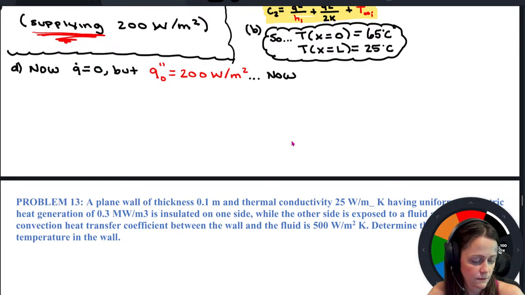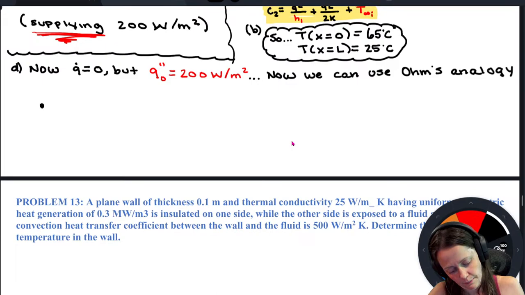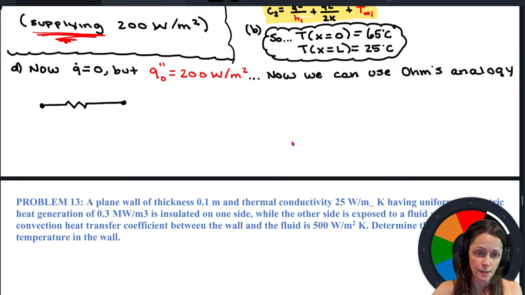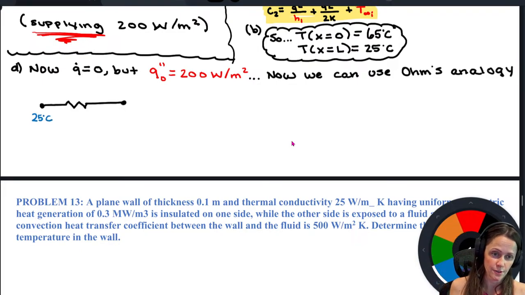Now we can use Ohm's analogy. So let's put a circuit together. All right, so I've got one, two. The first node is going to be on the left-hand side, and this is going to be my 25 degrees Celsius. So out there, was it inner or outer? I can't remember. What did the picture say? That's the outside chamber. All right.